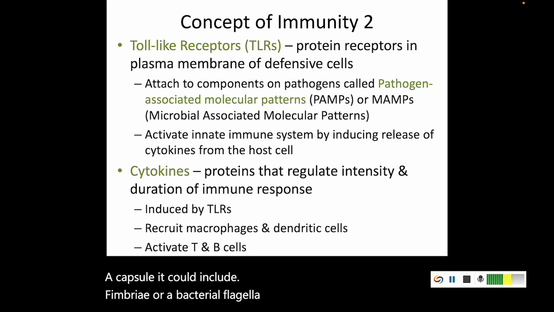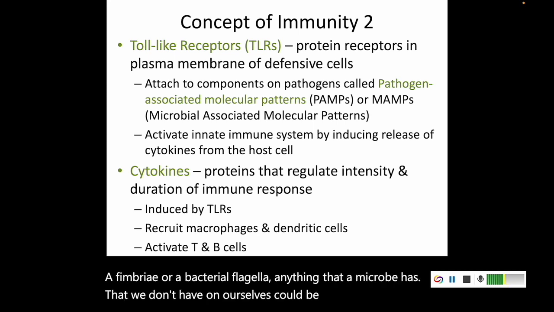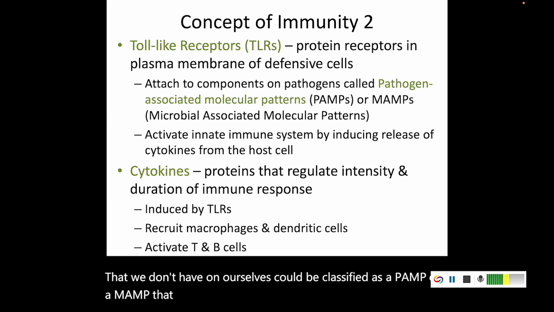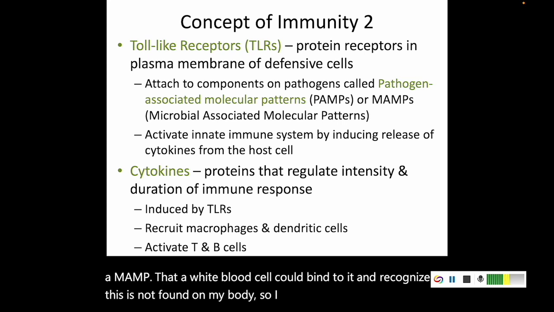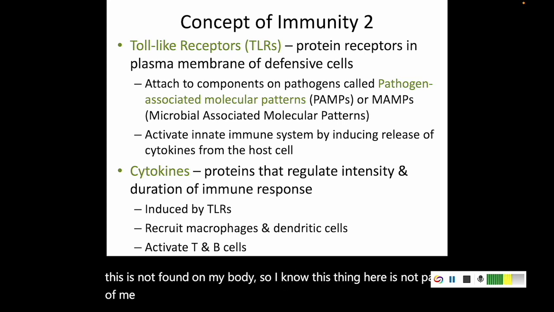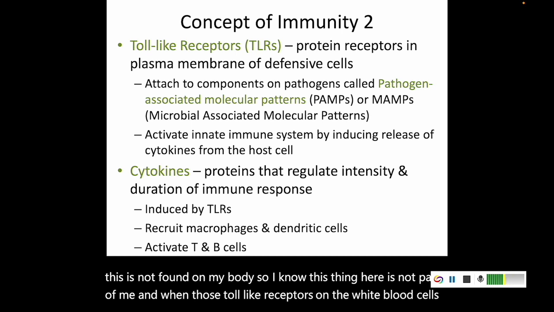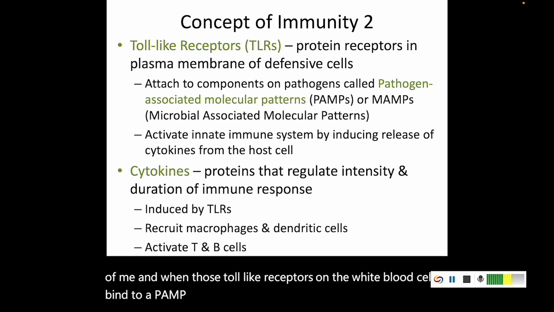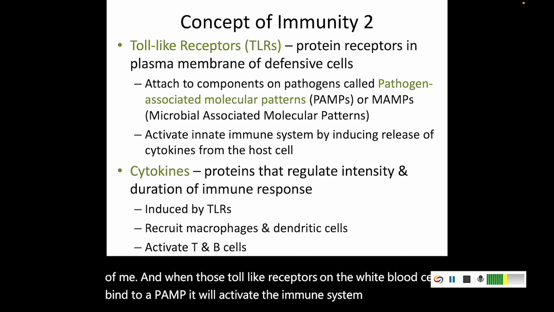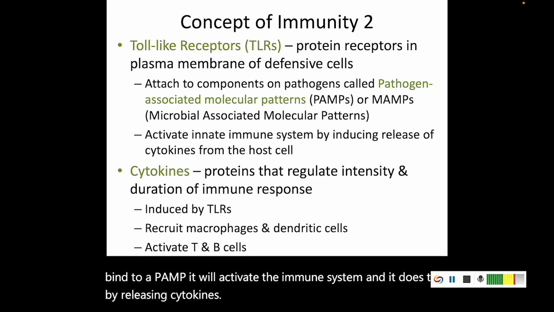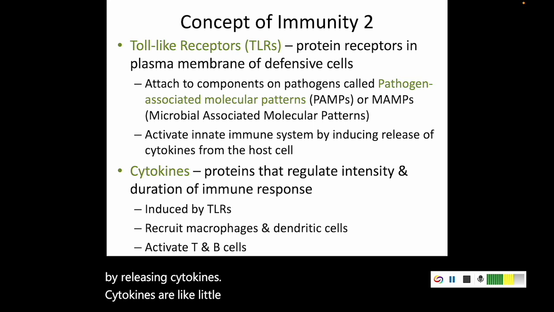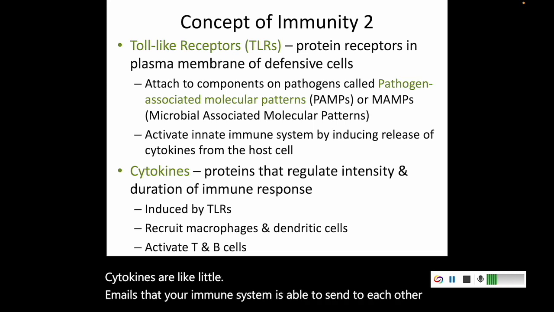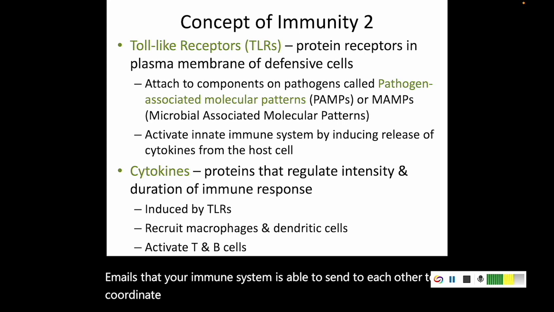Anything that a microbe has that we don't have on our cells could be classified as a PAMP or a MAMP, that a white blood cell could bind to it and recognize, this is not found on my body, so I know this thing here is not part of me. And when those toll-like receptors on the white blood cells bind to a PAMP, it will activate the immune system, and it does that by releasing cytokines. Cytokines are like little emails that your immune system is able to send to each other to coordinate how they're going to respond.